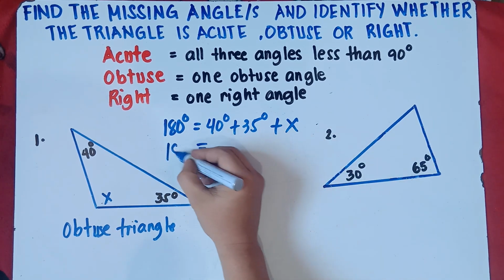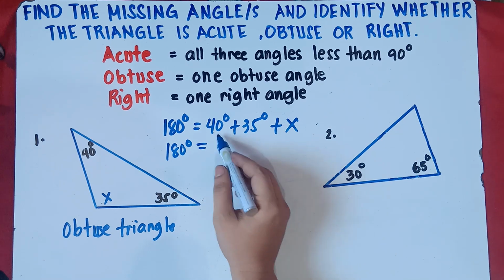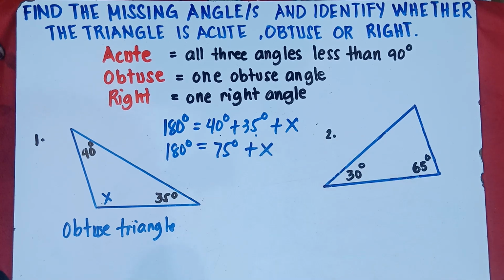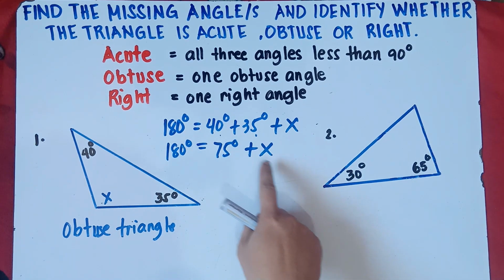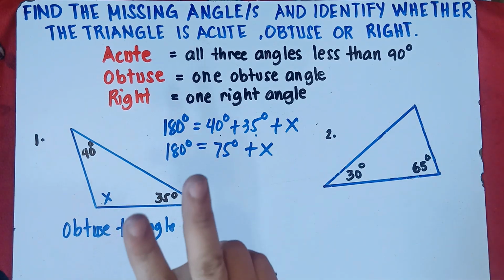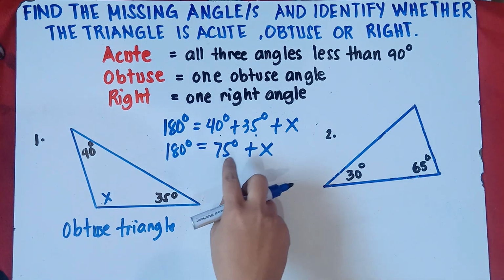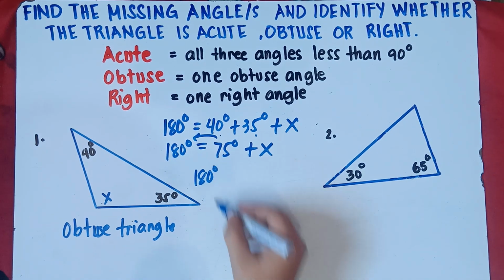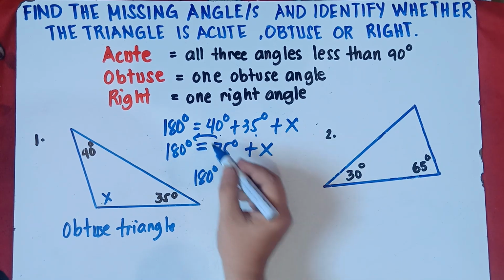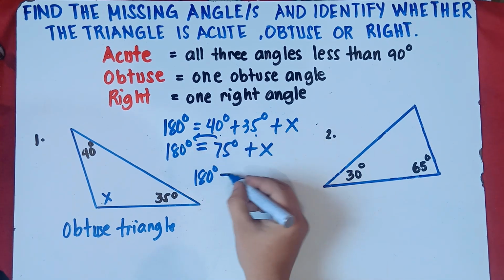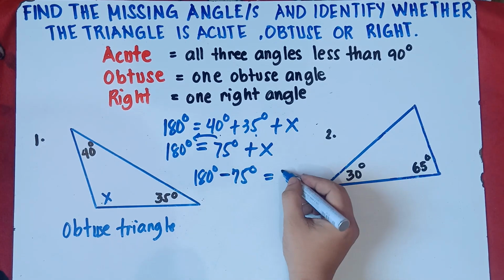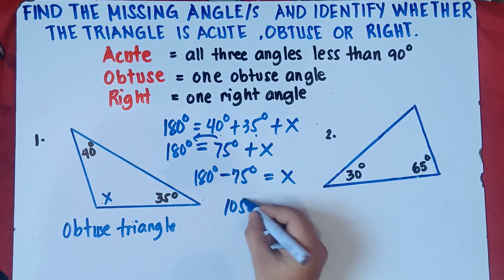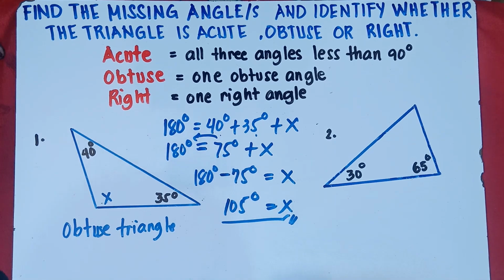So to get the value of x, once again, copy 180, add this up, combine like terms, 40 degrees plus 35 degrees, that would be 75 degrees plus x. Now to get the value of x, you can simply transpose 75 from right to left. Okay, you have two solutions, class. First solution, you can simply transpose 75 from right to left. Once you transfer across the equal sign, you change the sign. This is positive 75, it will be negative 75 degrees. Copy x. 180 degrees minus 75 degrees, that would be 105 degrees equals x. That's the answer, class, for the long method.